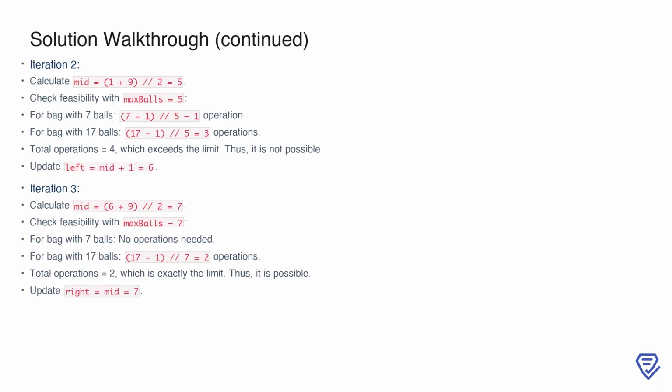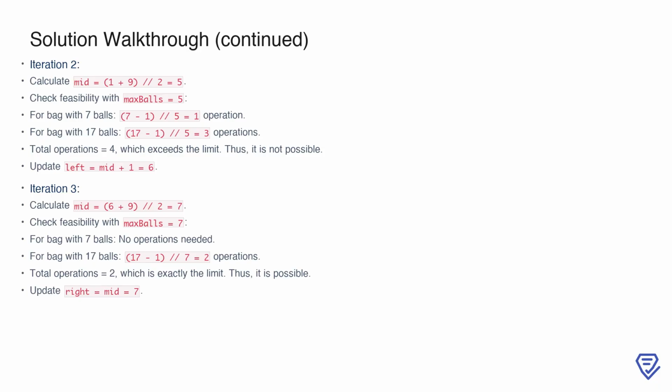The total operations needed are 4, which exceeds the allowed limit of 2. This means the limit of 5 is not feasible, so we adjust the lower bound, left, to mid plus 1, which is 6. Now, we calculate mid as 7.